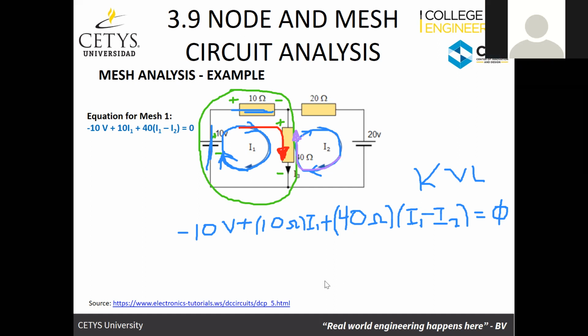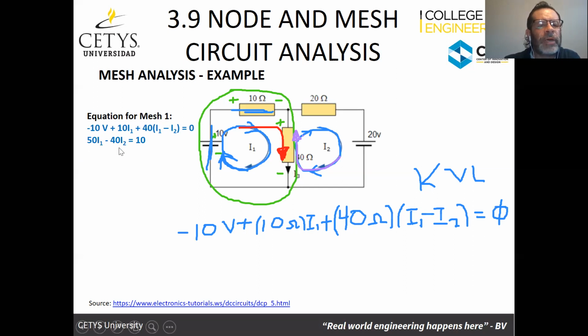Yes, thank you. Okay. Now, erase that. And so the equation I'm going to have here is 50 I1 minus 40 I2 equals 10. I can simplify this and divide it by 10, and I'm going to get 5 I1 minus 4 I2 equals 1. Okay, that would be the equation for mesh 1. Questions with that one before I go to mesh 2?